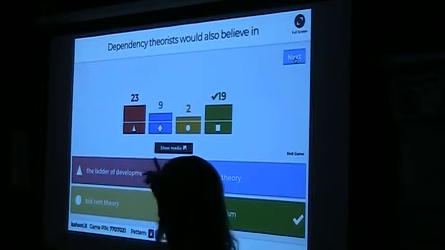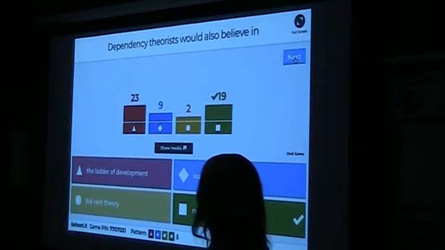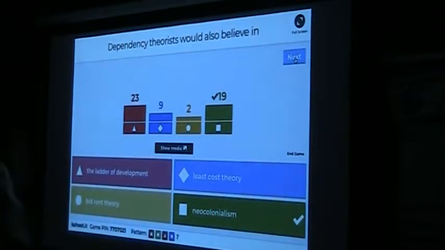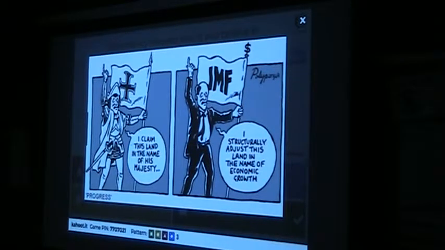All right? And so those are linked because dependency theorists say it's still the same situation. It's just not formal ownership of these countries. And so the picture I picked here, right? This is colonialism. I claim this land.